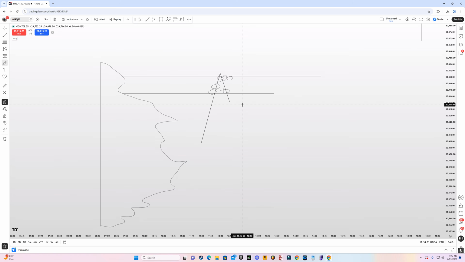So now that we know how to find absorption, let me give you guys some examples and show you some ICT examples and also volume profile examples. And that's going to be it.